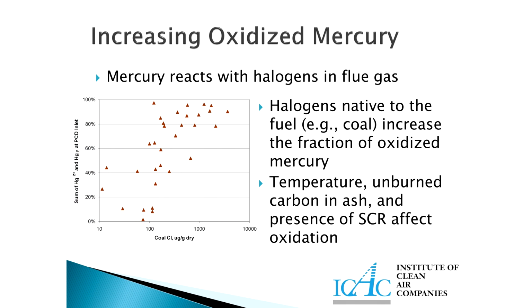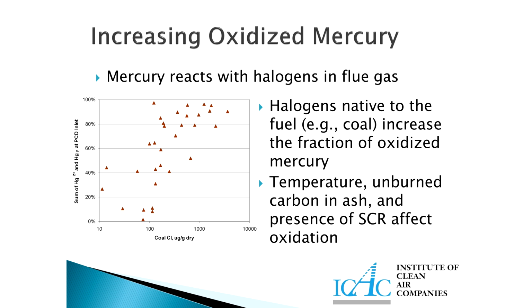This shows an example of just the mercury that's native to the fuel. The x-axis shows the chlorine content of coal, and this shows the sum of oxidized mercury and particulate-bound mercury at the inlet to the particulate control device. And these are all data from coal-fired power plants. These are actually from the 1999 ICR. And so you can see as the amount of chlorine that's just native to the coal goes up, the amount of either oxidized mercury or particulate-bound mercury goes up as well.